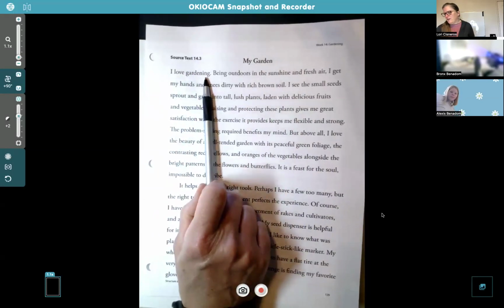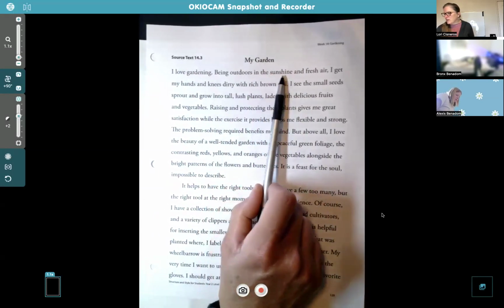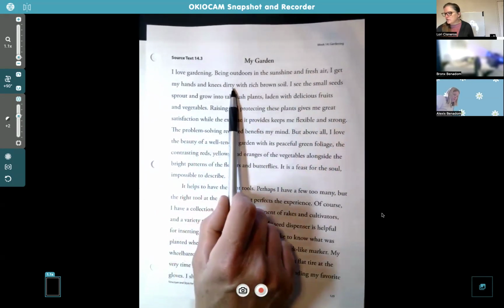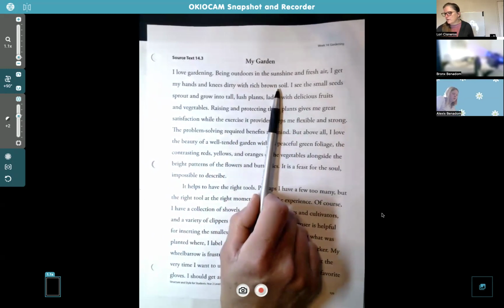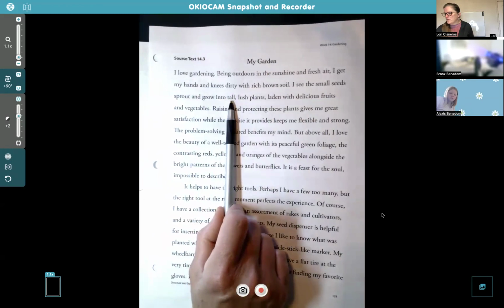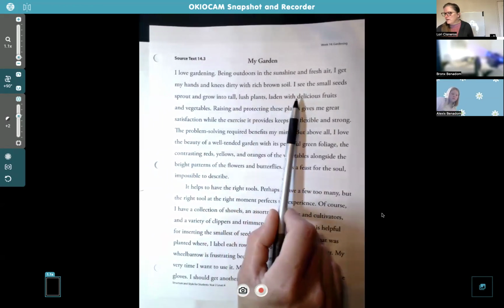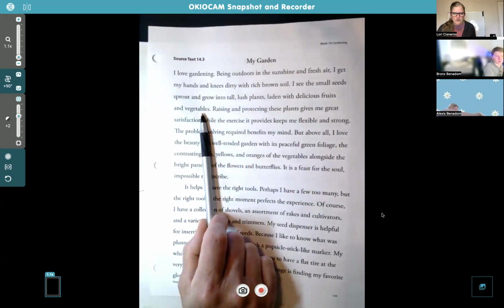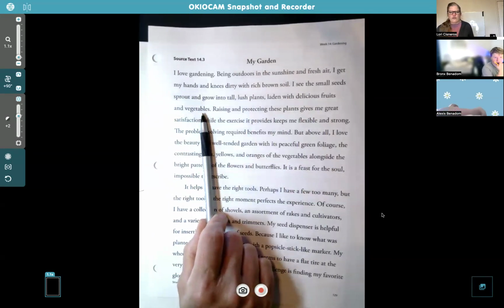I love gardening. Being outdoors in the sunshine and fresh air, I get my hands and knees dirty with rich brown soil. I see the small seeds sprout and grow into tall, lush plants laden with delicious fruits and vegetables. This is about benefits, right? Okay. So far, I don't see anything about the benefits of gardening. So if you underline anything, I would not use that yet. Let's keep going and see what else it says.